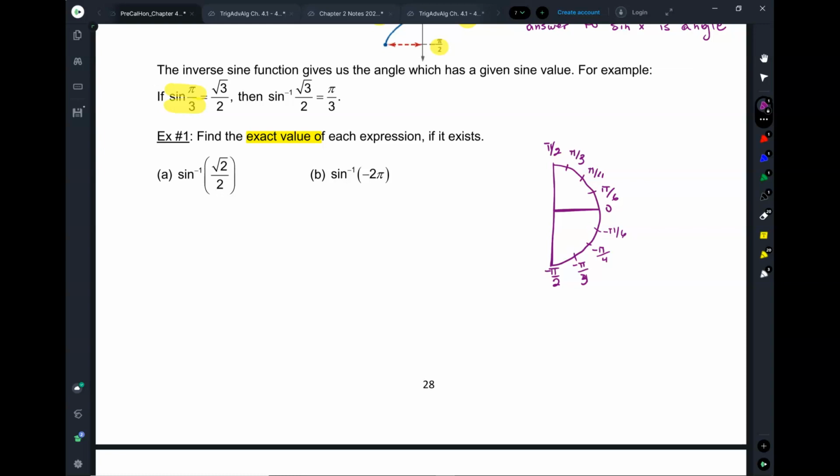Meaning, when you have an inverse sine problem, the only answers you can possibly have are one of those 9 numbers. Always. So for example, where is 7 pi over 4? Is it part of the 9? No. So it can never be an answer.